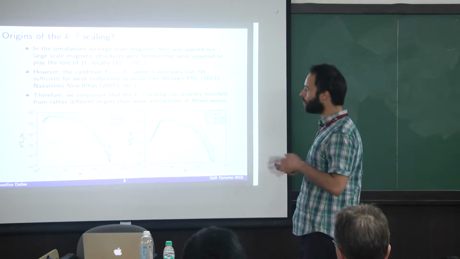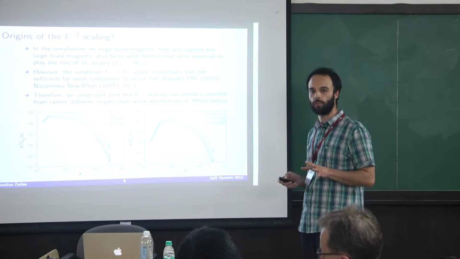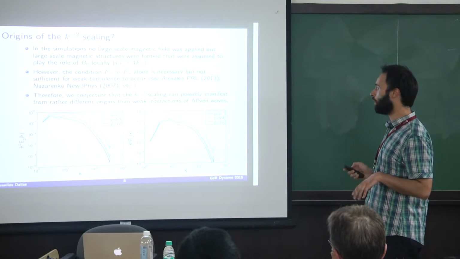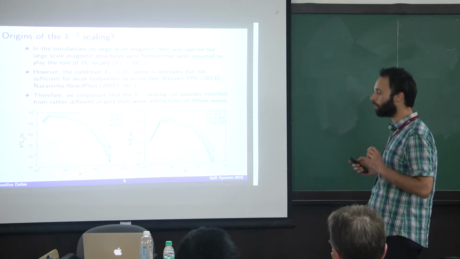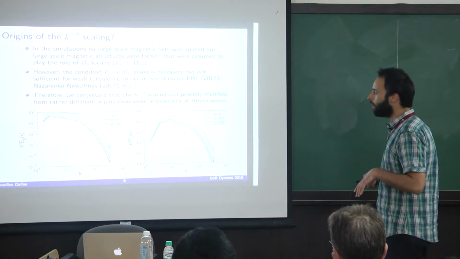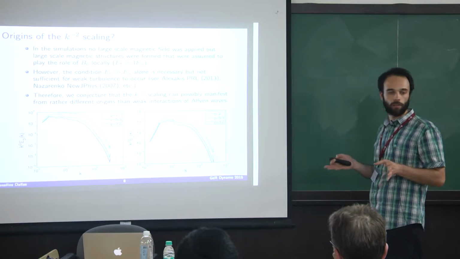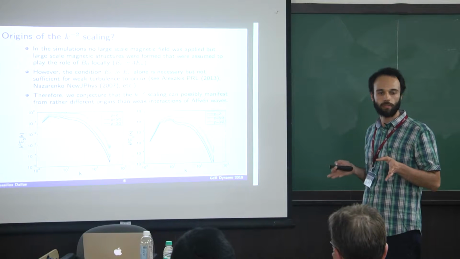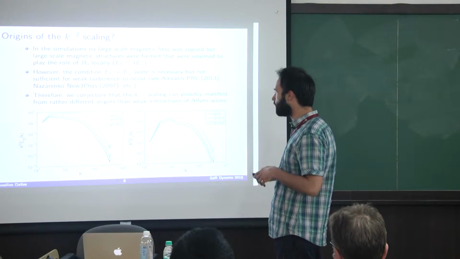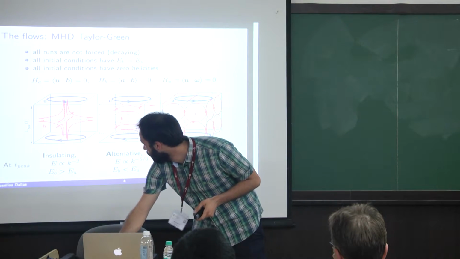However, the condition that E_B is much greater than E_U alone is not sufficient to give weak turbulence. There are more conditions that are necessary, and particularly that tau_A is much less than tau_nonlinear. Therefore, we conjecture that the k^-2 scaling can possibly manifest from other different conditions than weak turbulence. Here I'm showing you the energy spectra that we computed for the insulating case, so for this case here.